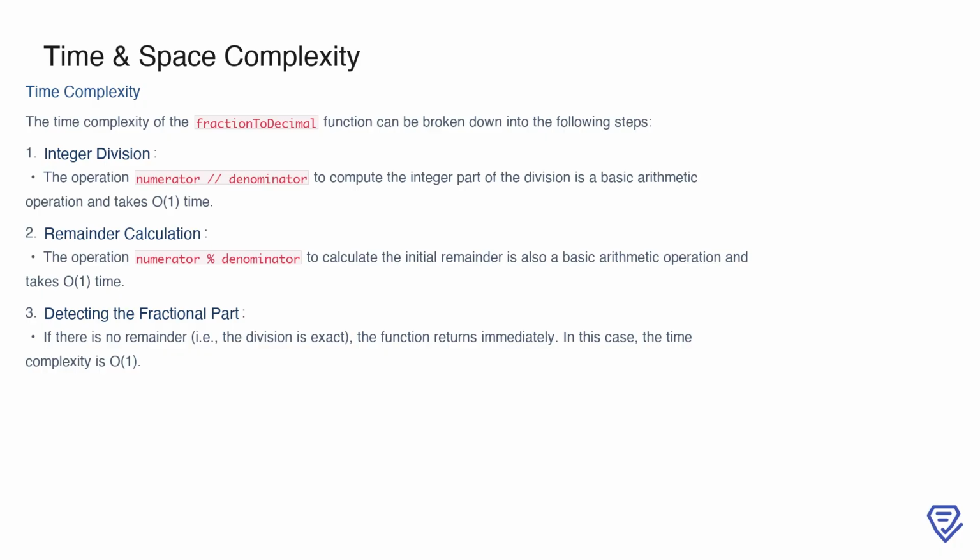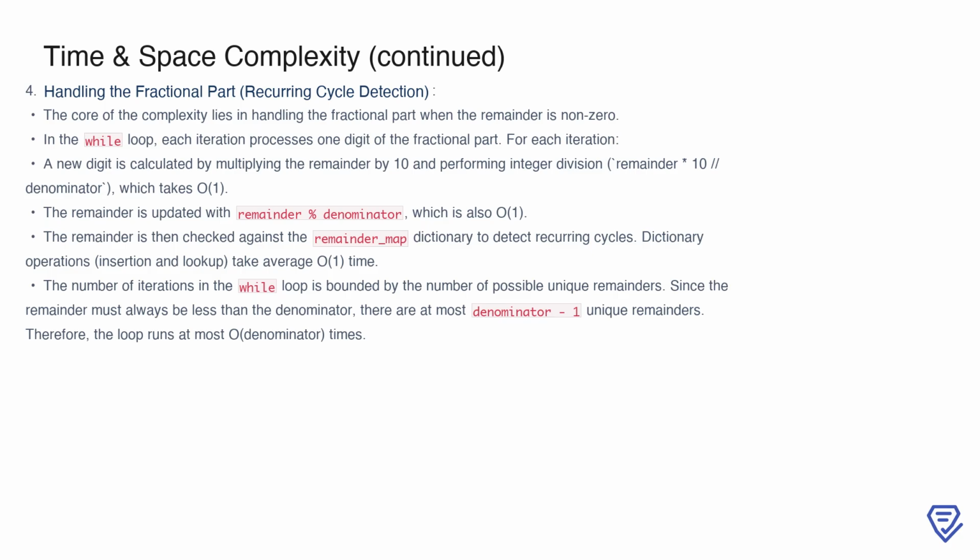If the division is exact, meaning there is no remainder, the function immediately returns the result. In such cases, the overall time complexity remains O(1), as no additional steps are required. Now, when the remainder is non-zero, the function has to handle the fractional part, and this is where the recurring cycle detection comes into play.